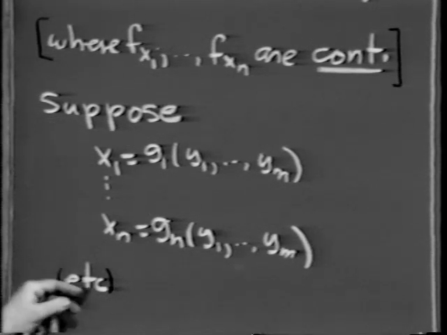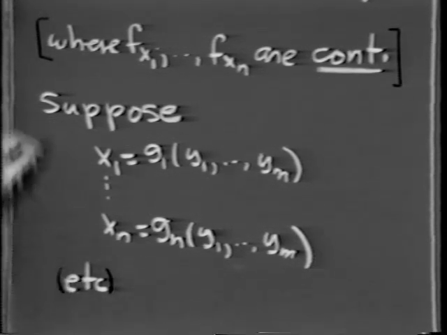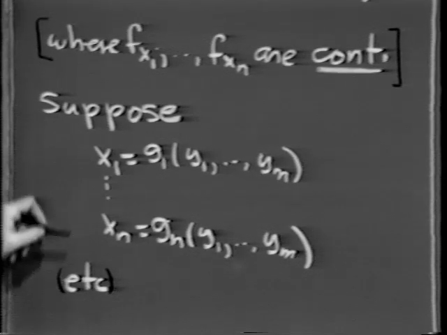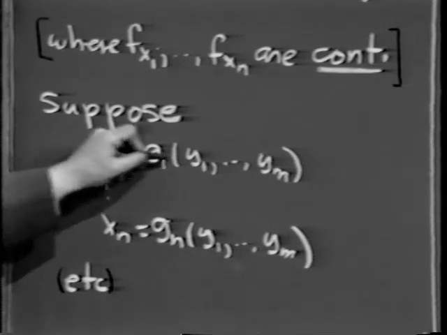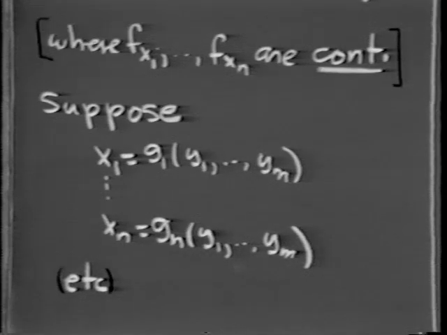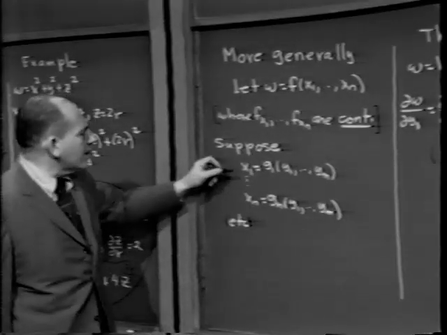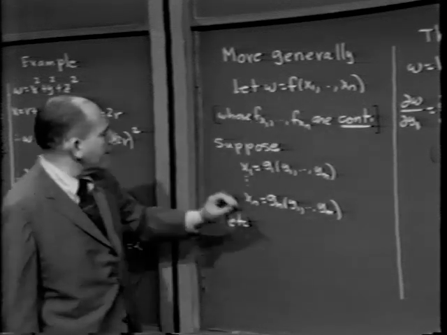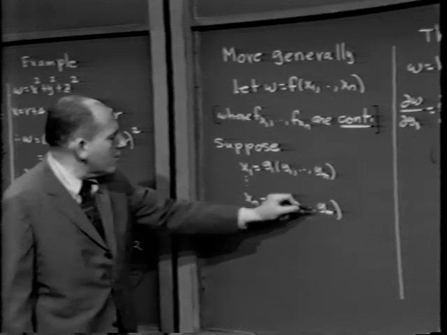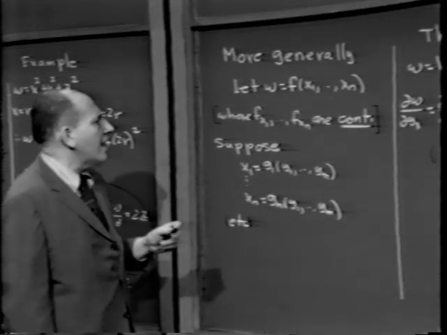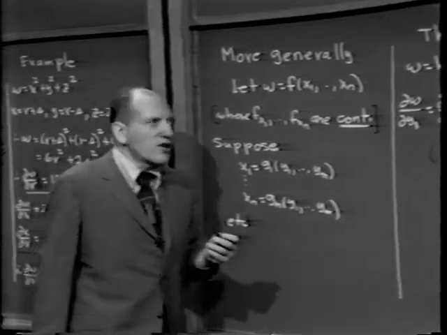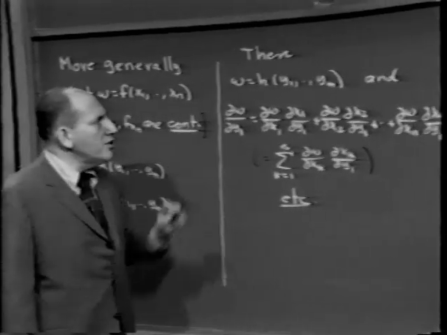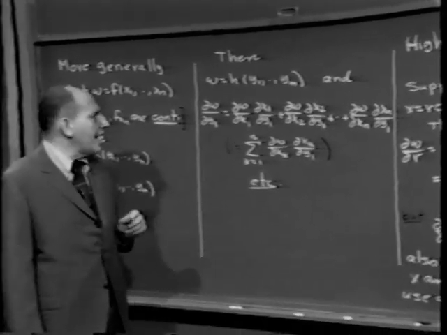In fact, that's what this etc. means here. The etc. refers to the parenthetical remark here. I mean that not only are the x's functions of y1 up to ym, but they're continuously differentiable functions. Now, obviously, if w can be expressed in terms of the x's, and the x's can be expressed in terms of the y's, then w can be expressed in terms of the y's. In other words, w is some function of y1 up to ym.